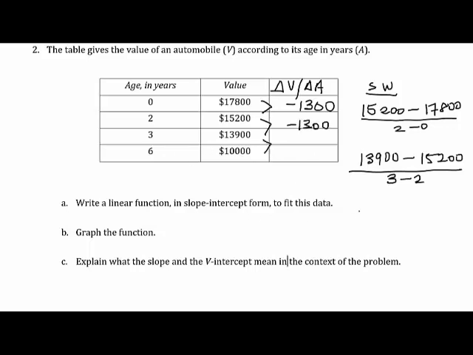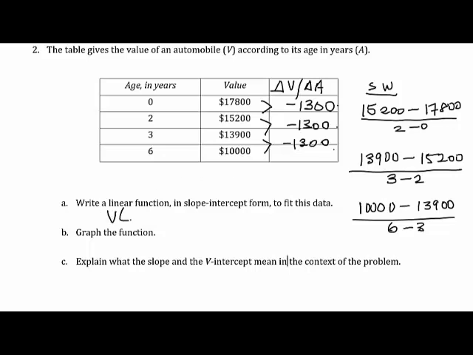And one more time, the last 2 points, that would give us 10,000 minus 13,900 divided by 6 minus 3. And again, that is negative 1,300. And so because all three of these values match, that means the rate of change is constant, and therefore this is a linear function.